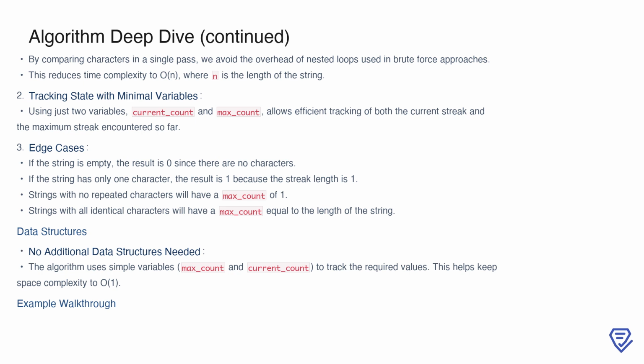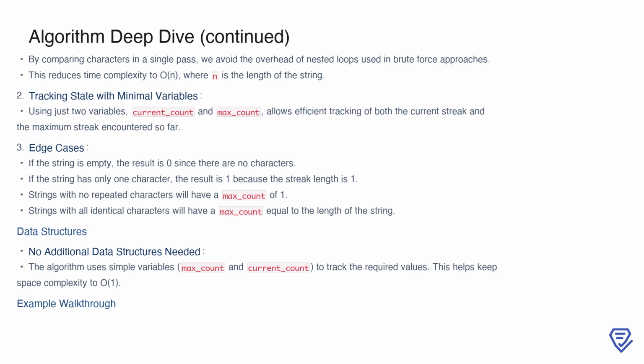By iterating through the string just once and comparing adjacent characters, we avoid the overhead of nested loops that a brute force solution might use. This reduces the time complexity to O(n), where n is the length of the string. Additionally, the algorithm is memory efficient, as it uses only two variables, current_count and max_count, to track the streaks. This keeps the space complexity constant at O(1).